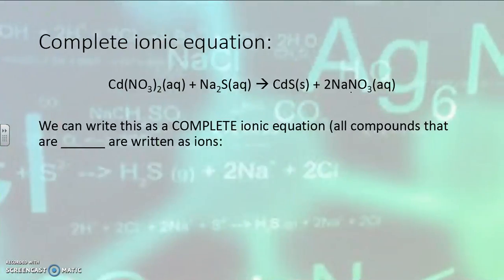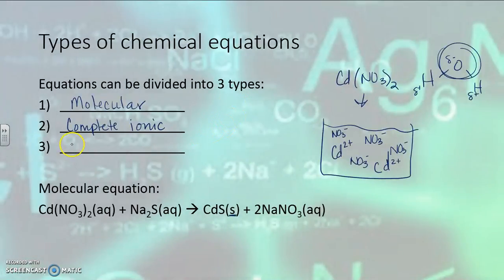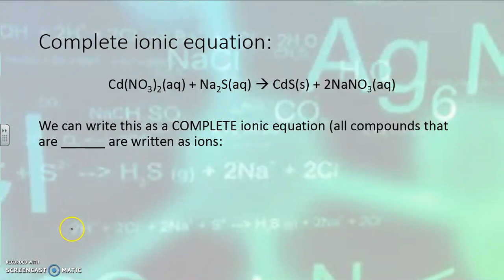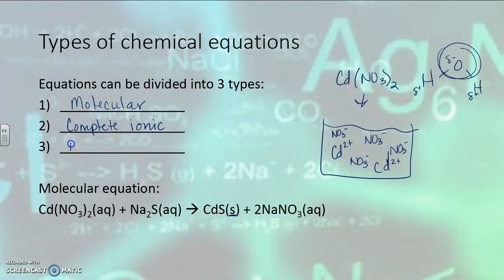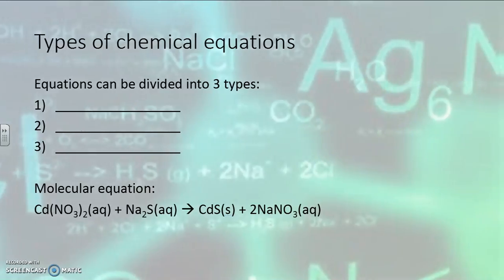Okay. And then the last one that you can write is called a net ionic equation, and that just shows only what's involved in making the final product.